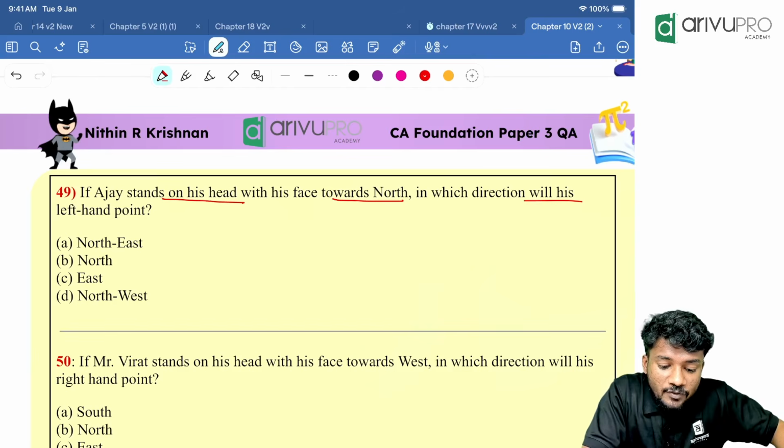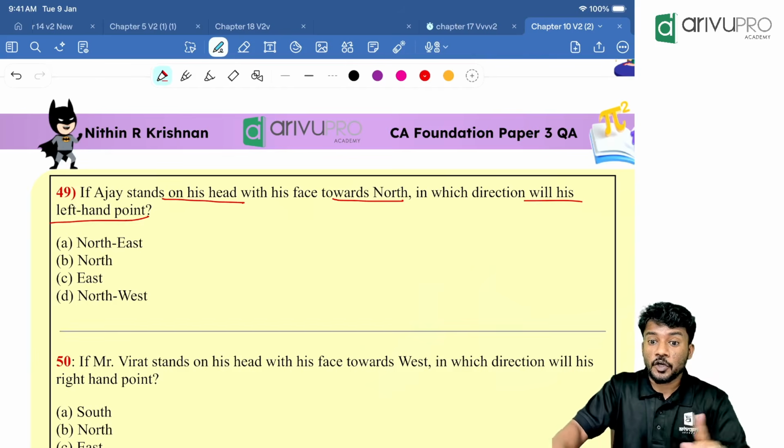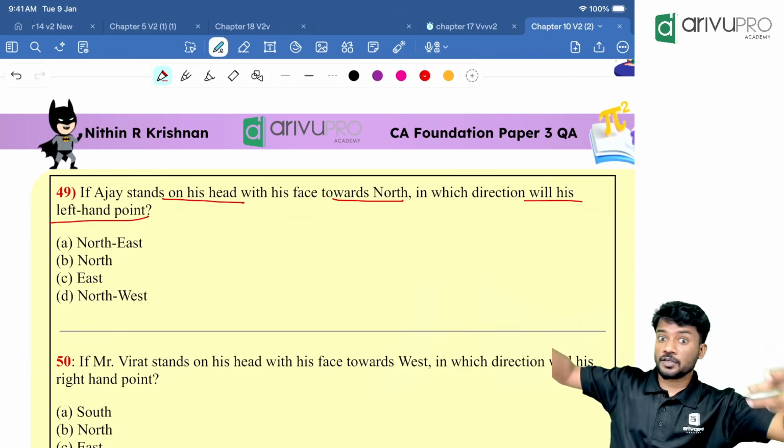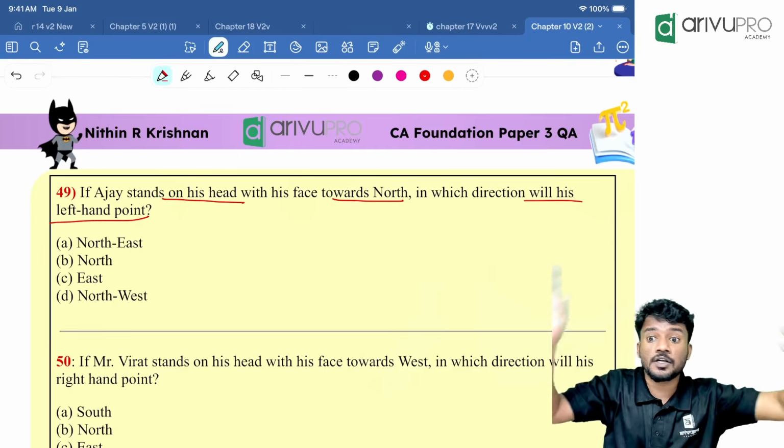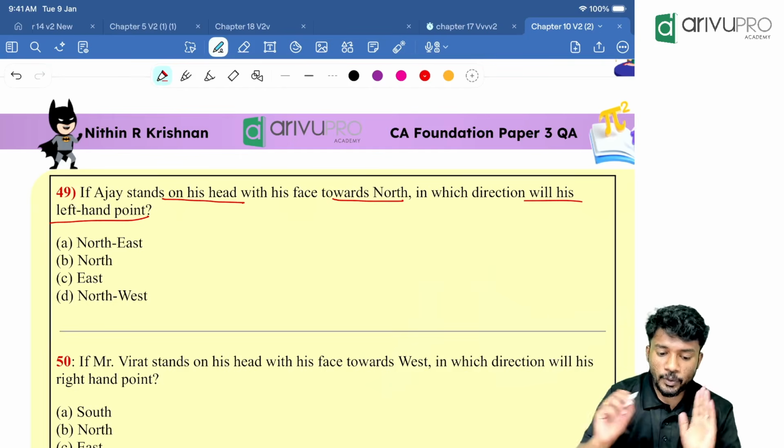In which direction will his left hand point is the question. Now you will be thinking, oh, you should stand on the head and all. I need to complicate the question and get the answer. Don't complicate it. Do it normally.